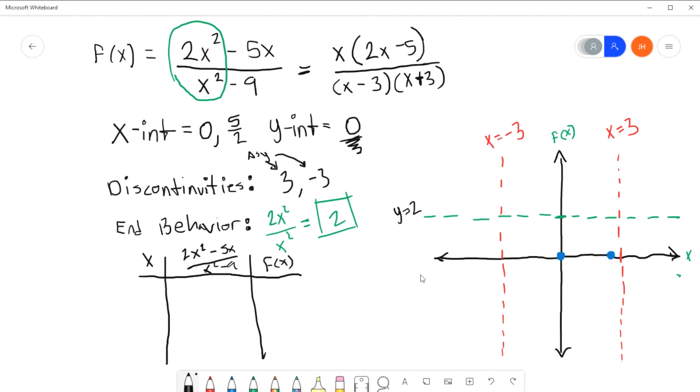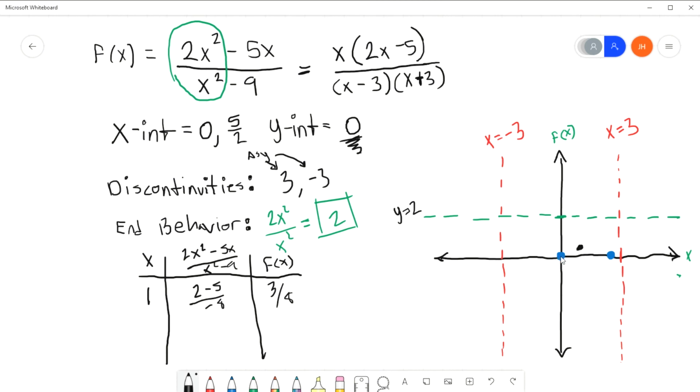So what about when x is 1? 1 squared is 1, times 2 is 2. 2 minus 5 over 1 minus 9 is -8. That's going to be -3 over -8, which is +3 over 8. So I know that at 1, I'm at 3/8, somewhere around here.